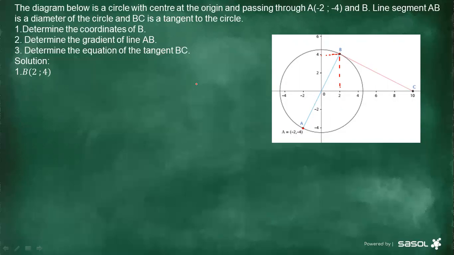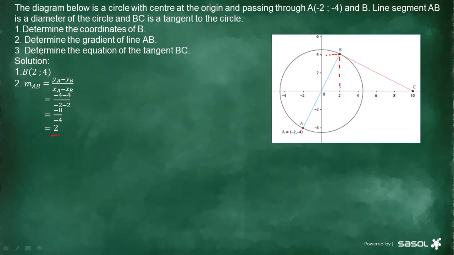All right, and then number 2, let's determine the gradient of line AB. What is the value of y at A? You can see it's negative 4, and then B is positive 4, so the difference is negative 8. x at A is negative 2, and we have negative 8 over negative 4, which equals 2. That is the gradient of AB.